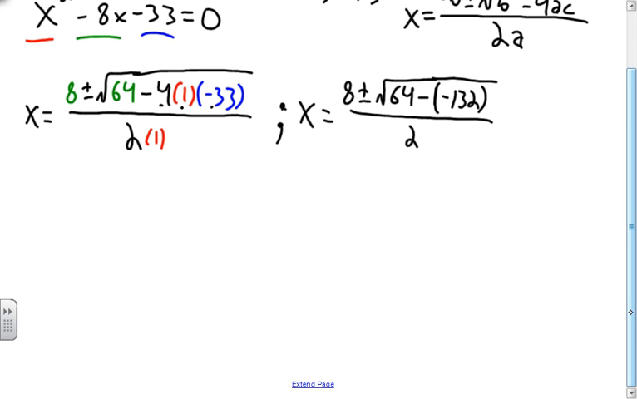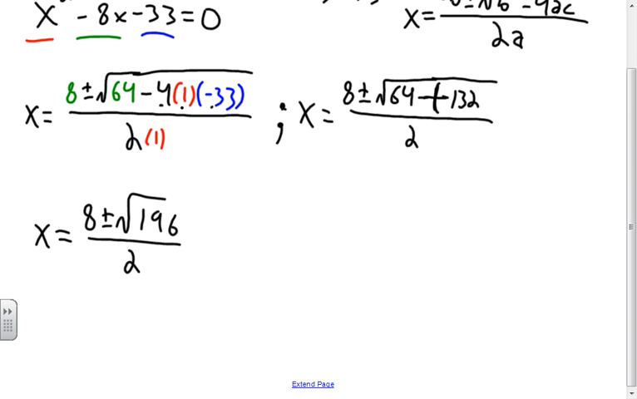Moving from here, I'm actually going to move over to this side now. X equals then 8 plus or minus the square root of 64 minus a negative is the same as saying plus. So 64 plus 132 would be the square root of 196 all over 2. In which case, we can simplify that more to say x equals 8 plus or minus the square root of 196 is, whoops, I don't need the square root sign anymore, 14 all over 2.